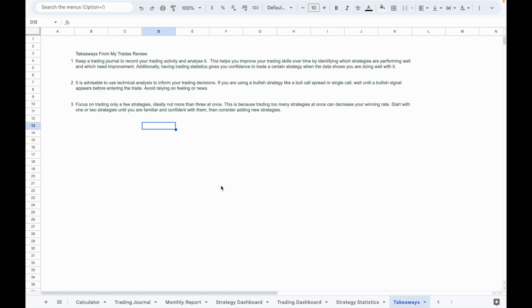Third, focus on trading only a few strategies, ideally not more than 3 at once. This is because trading too many strategies at once can decrease your winning rate. Start with 1 or 2 strategies until you are familiar and confident with them. Then consider adding new strategies.